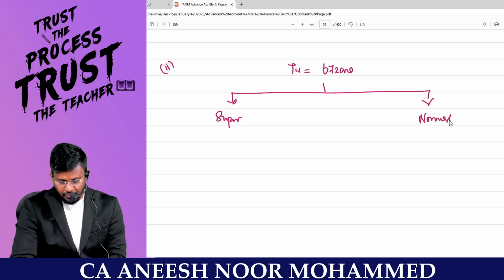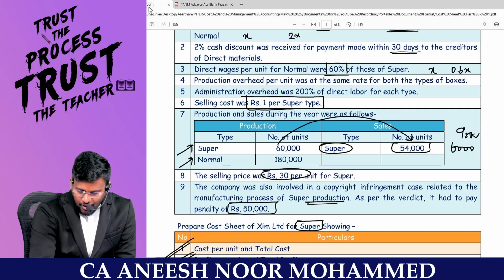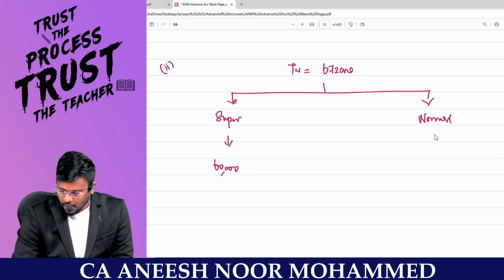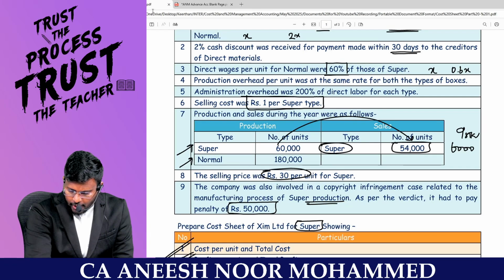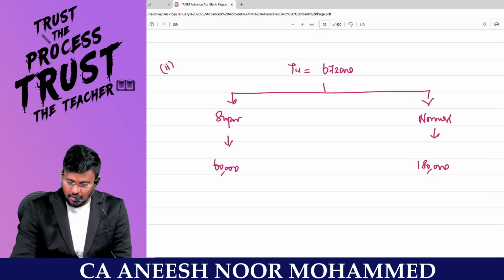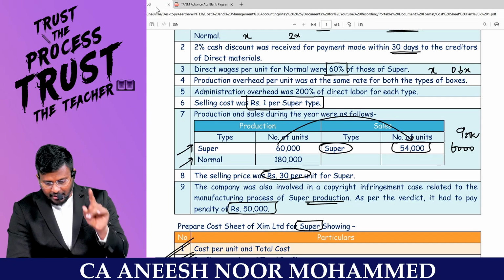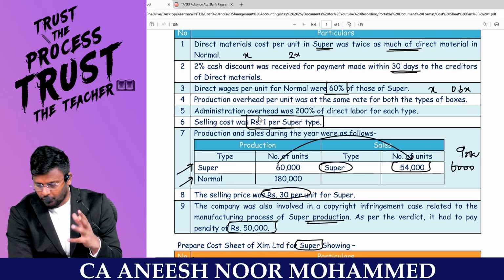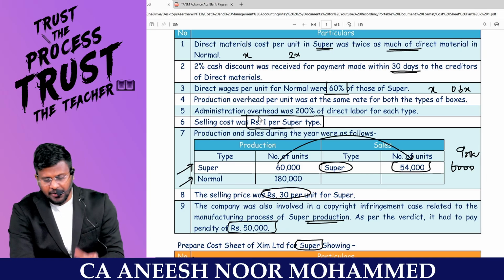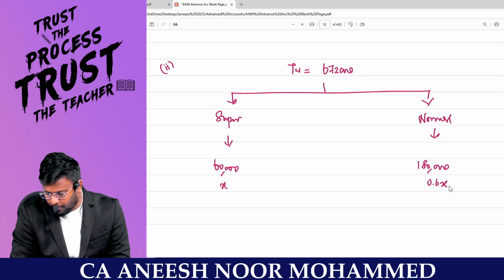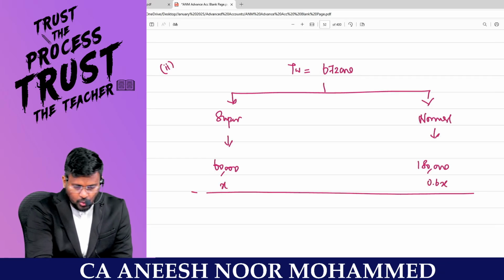Sir, super I have manufactured how many units? 60,000 units. Normal, how many units? 1,80,000 units. Sir, what is the ratio? Read the line for the direct wages. Direct wages per unit of normal were 60% of the super. So if the super is x, this will be 0.6x.